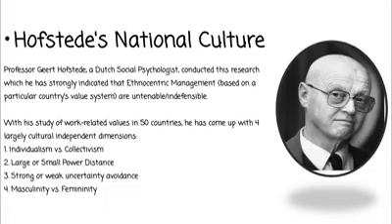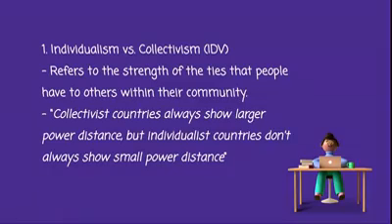First one, individualism versus collectivism. Second is large or small power distance. Third is strong or weak uncertainty avoidance. And fourth is masculinity versus femininity. The first one is individualism versus collectivism, or IDV. It refers to the strength of the ties that people have to others within their community. Collectivist countries always show larger power distance, but individualist countries don't always show small power distance.